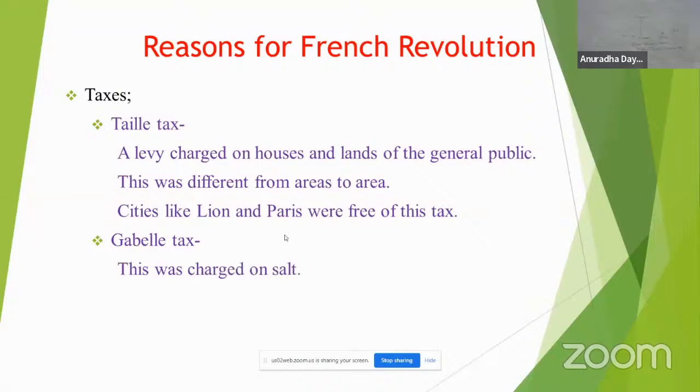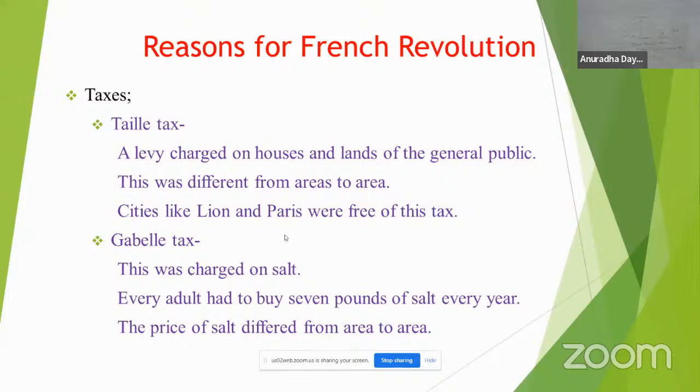Gabelle tax is charged on salt. What is that gabelle tax? Every adult had to buy 7 pounds of salt every year. Whether they eat it or not, they have to buy. Because salt was something that the government was producing freely, with no expenditure. When they sell it, that's a big income for the government.